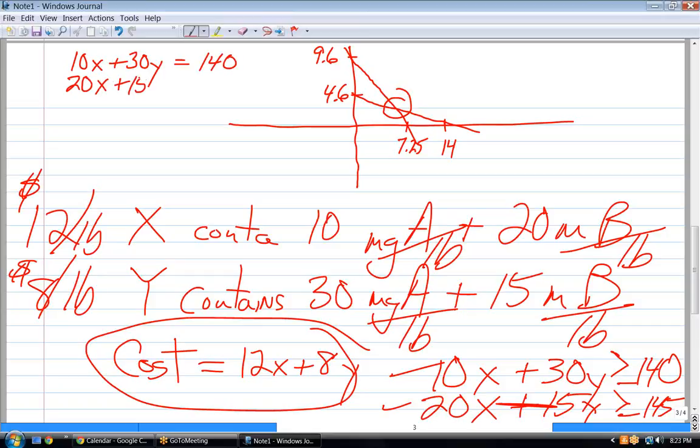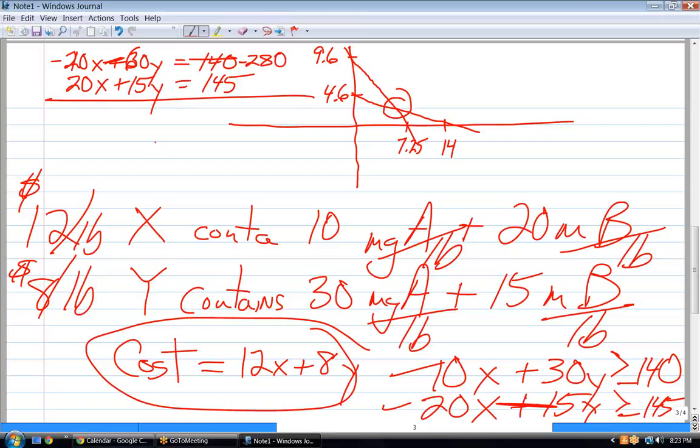Notice that I got my y's and x's on the left side. I got numbers on the other. If I multiply the bottom by 2 or the top by 2, I'll be able to eliminate a variable. Let's multiply the top by minus 2. So it becomes minus 20x minus 60y equals minus 280. Now add the two equations.